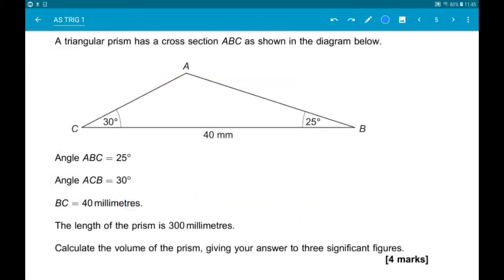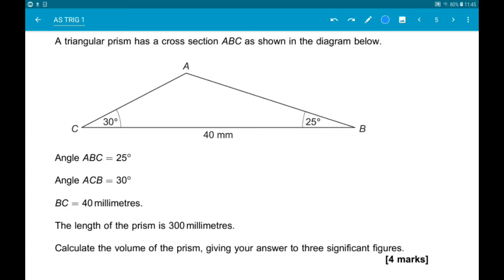Okay then, first up, a triangular prism has cross-section ABC as shown. We're given some lengths and some angles. We're told the length of the prism is 300 millimeters. Our job is to work out the volume. So, volume is the area of the cross-section times the length. So, we need to work out the area of ABC.